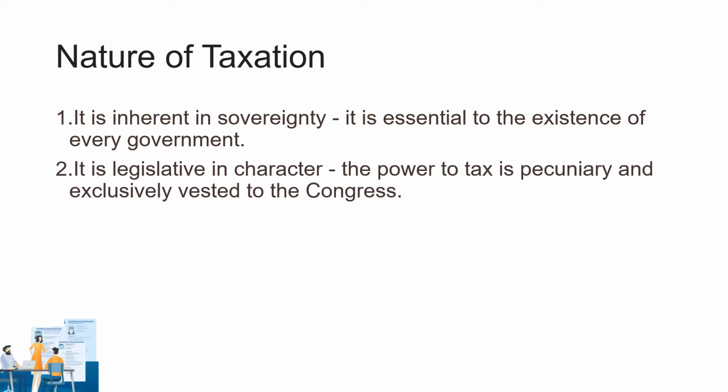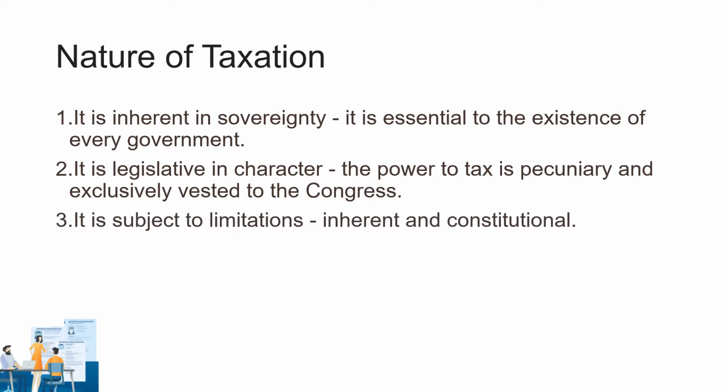Next, it is legislative in character. The power to tax is peculiar and exclusive and vested in the Congress. Why? Because the Congress is the one who will think and plan. They are the ones who make the laws on what will be taxed, or the rules and regulations, the RR, the revenue regulation, or the implementing rules and regulations, the IRR. The implementation of the rules and regulations contains the details of what is to be taxed and what is to be done, or in short, the process.